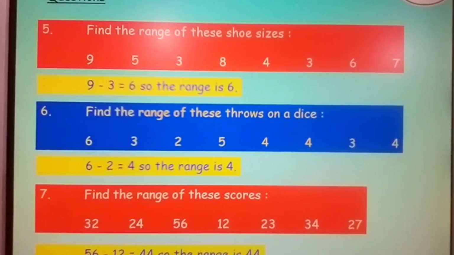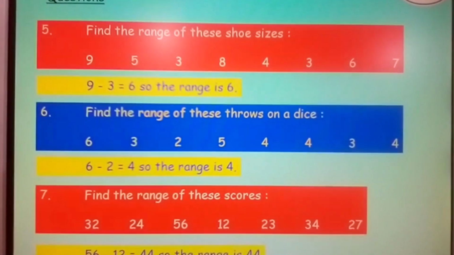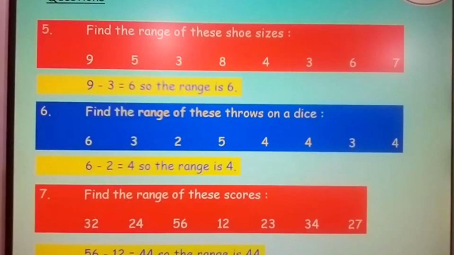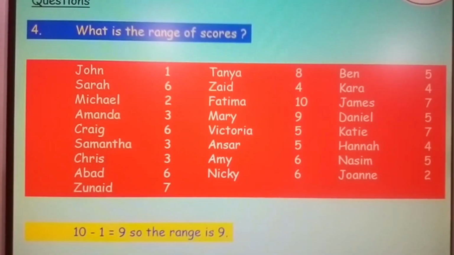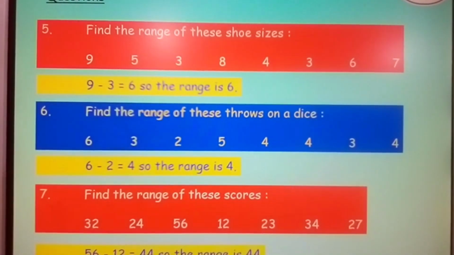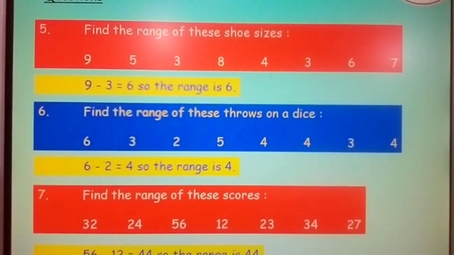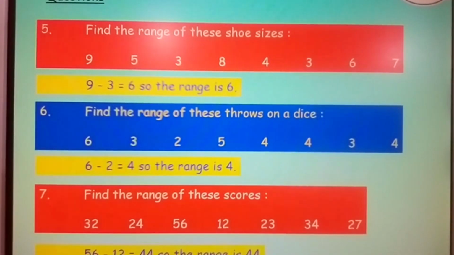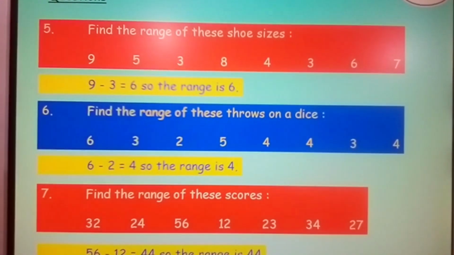Again, question, find the range of these shoe sizes. And here I've given you the answers already. Again, don't forget to write these out for yourselves. Okay, highest minus the lowest.